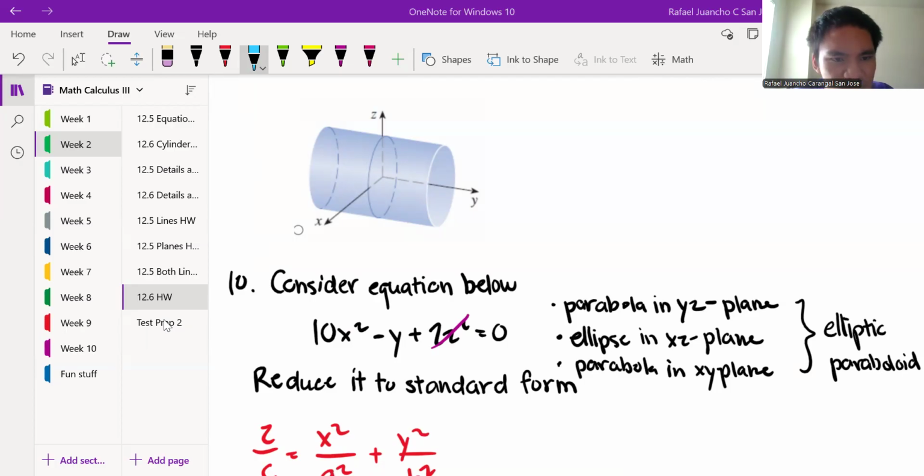Okay, we didn't get the standard form correctly. Modify your answer. But we got the elliptic one, right? It's just this part. Okay, let's see. Maybe I have to put z on the other side. Maybe. Yeah, here isolated y. Maybe I have to.